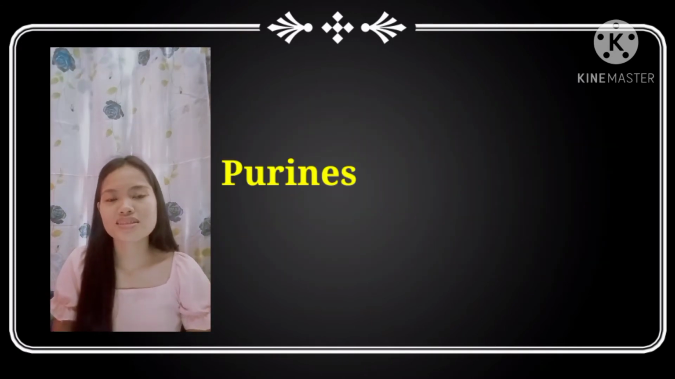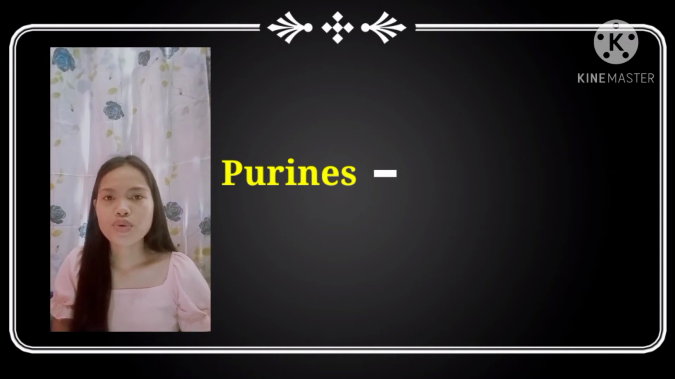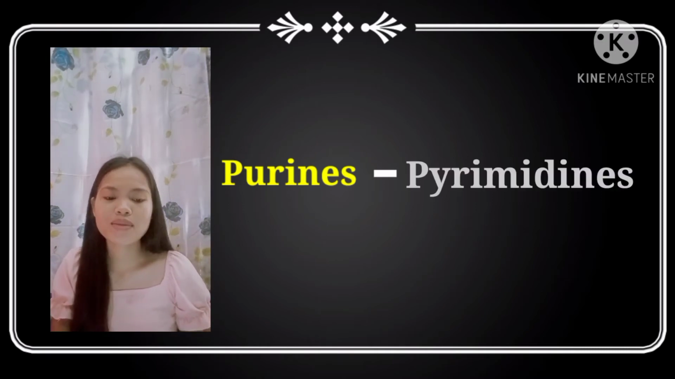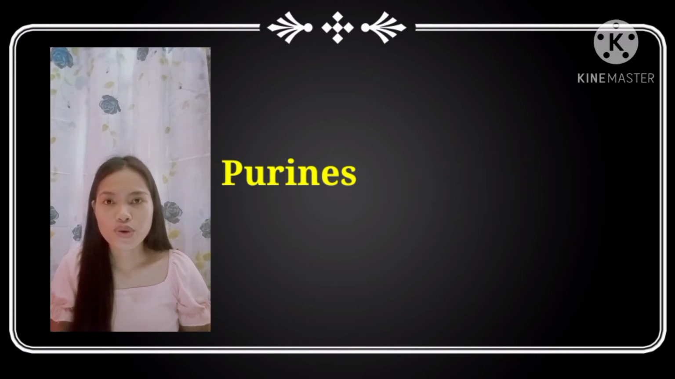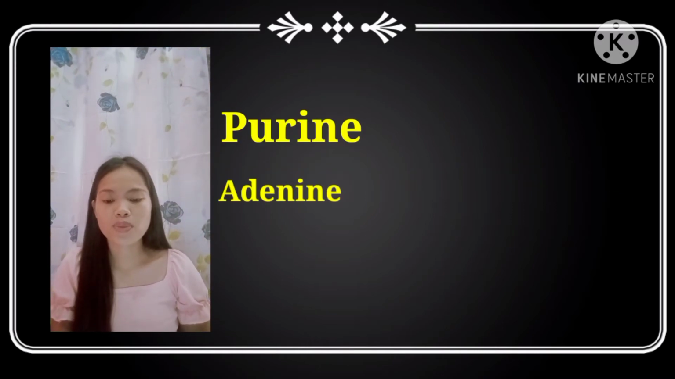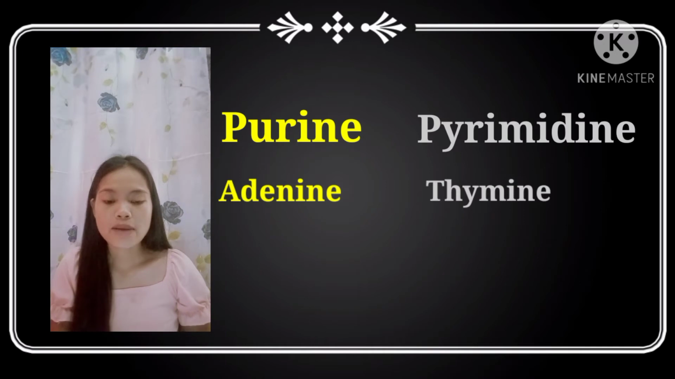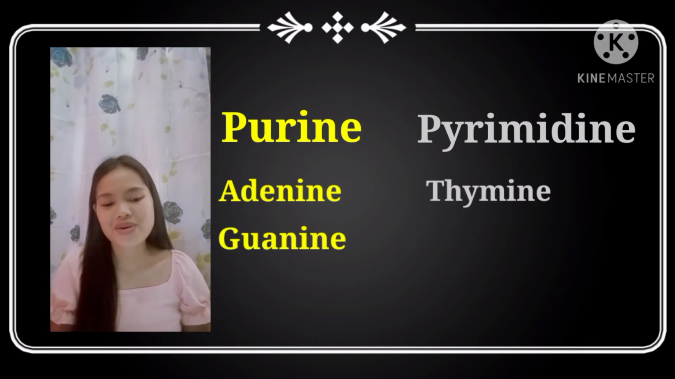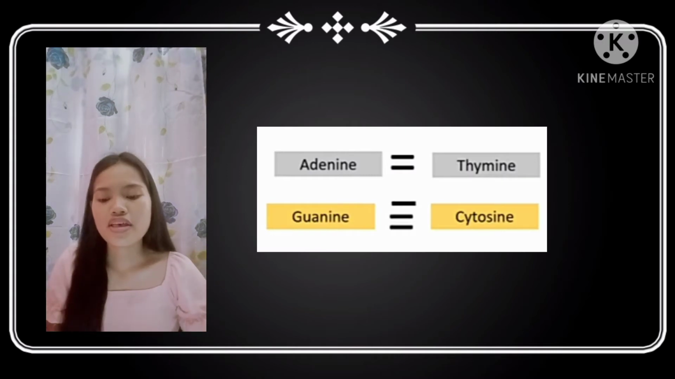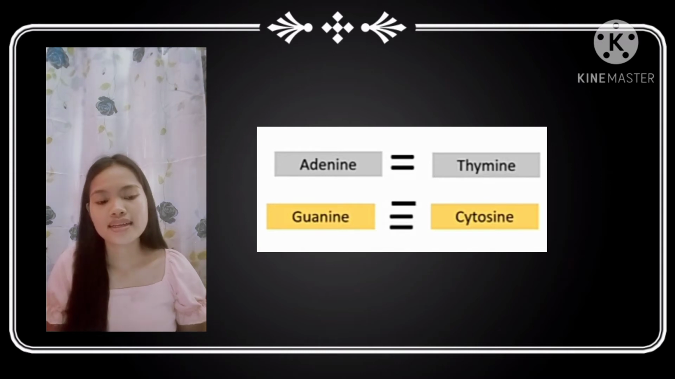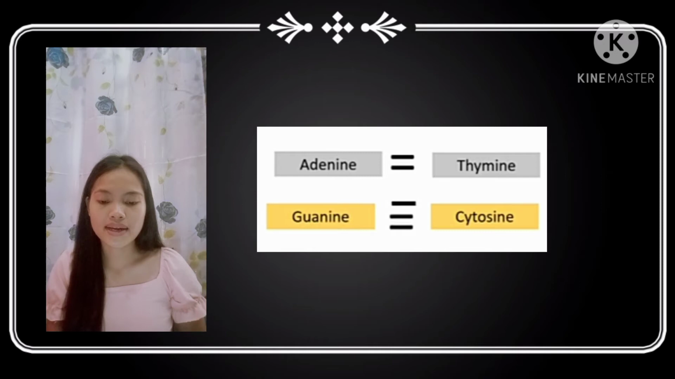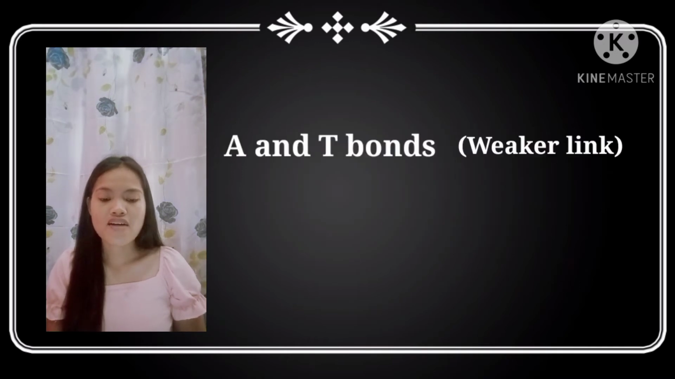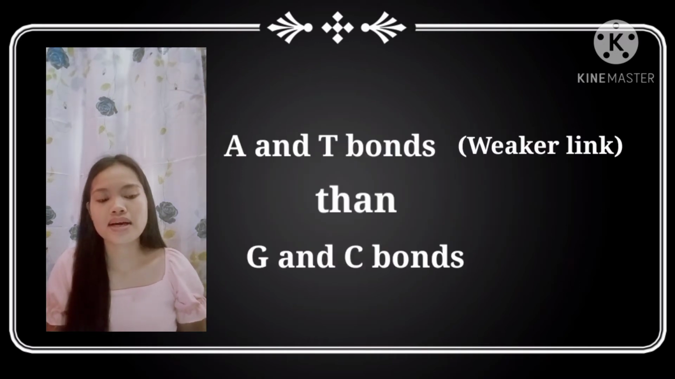In pairing these nitrogenous bases, purines should always be paired with pyrimidines. So, purine adenine should always be paired with pyrimidine thymine, and purine guanine should always be paired with pyrimidine cytosine. Adenine and thymine are tightly linked with two hydrogen bonds, while guanine and cytosine are linked by three hydrogen bonds. A and T bonds have a weaker link than G and C bonds.